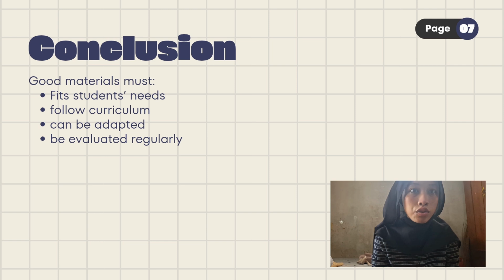So in conclusion, all 4 procedures are connected. Good materials must match students' needs, follow the curriculum, and be flexible enough to be adapted. They also need to be evaluated regularly to measure the material quality. If this process is done properly, teaching and learning will become more effective and meaningful.